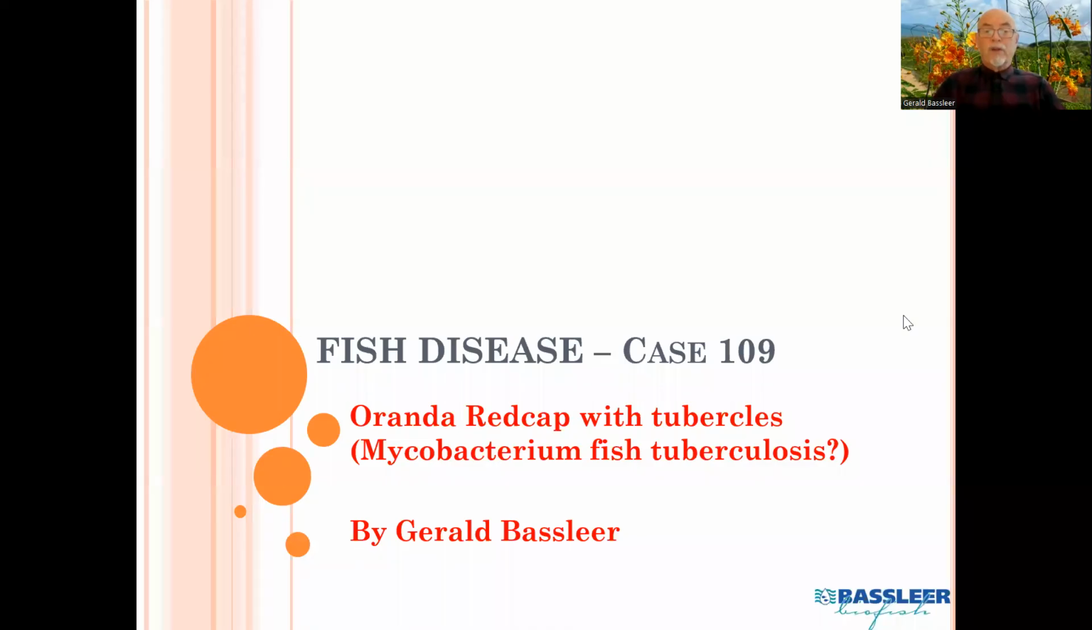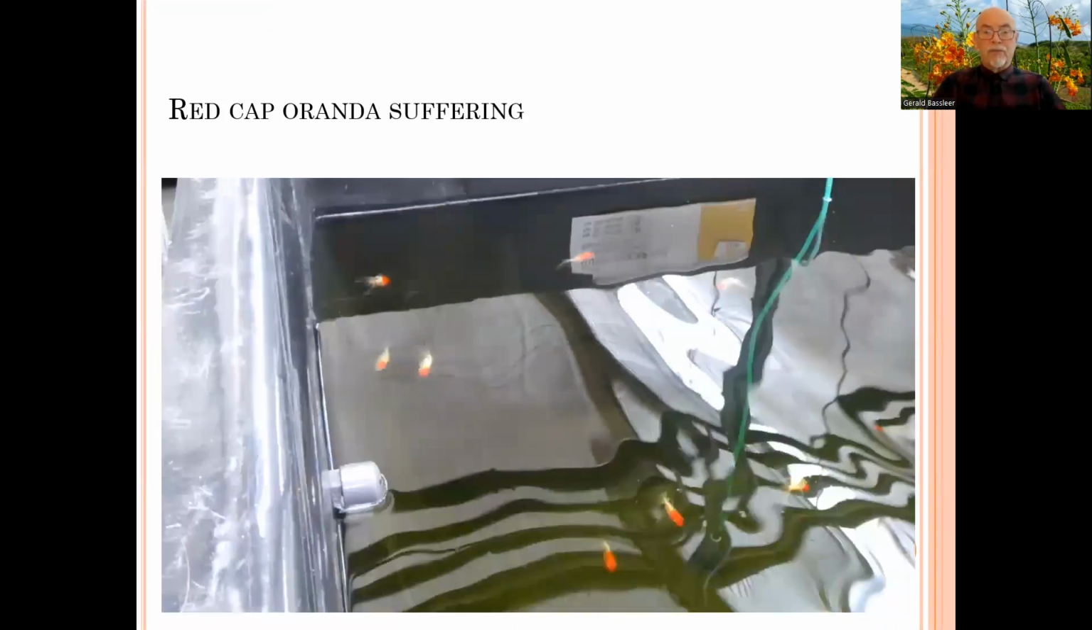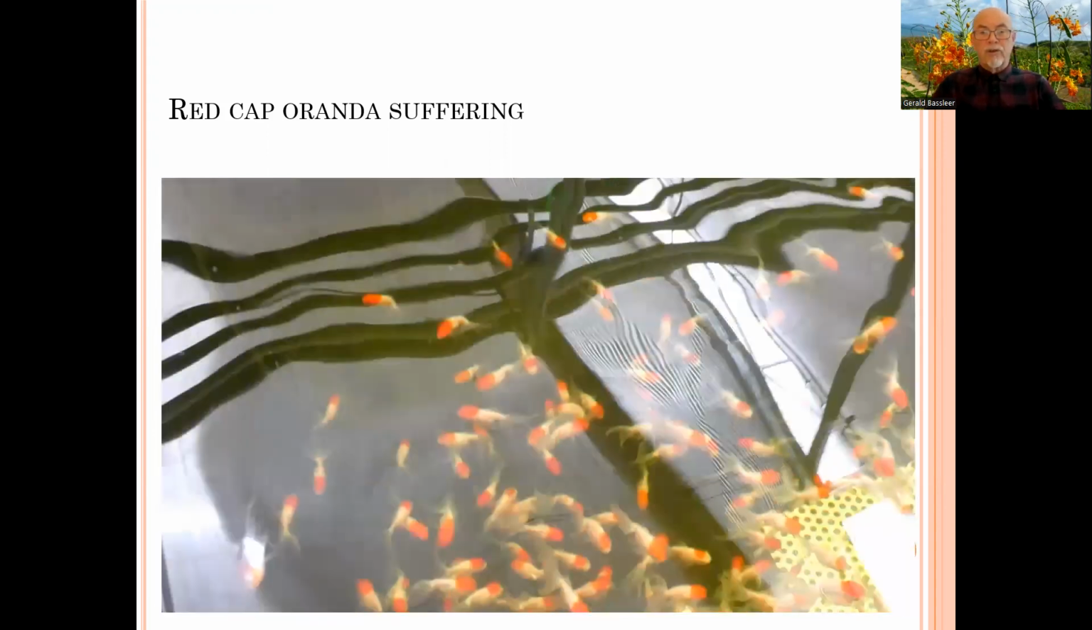In this case, 109 is an Oranda lionhead redcap with tubercles. And the tubercles most likely are caused by Mycobacterium, which is also called fish tuberculosis. Here you see the redcap Orandas suffering. They are hanging at the surface.